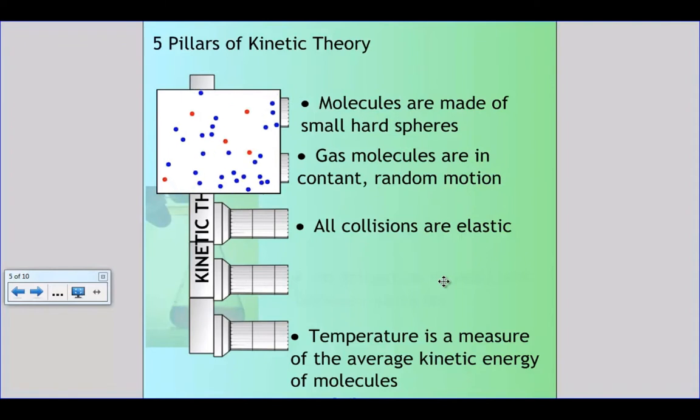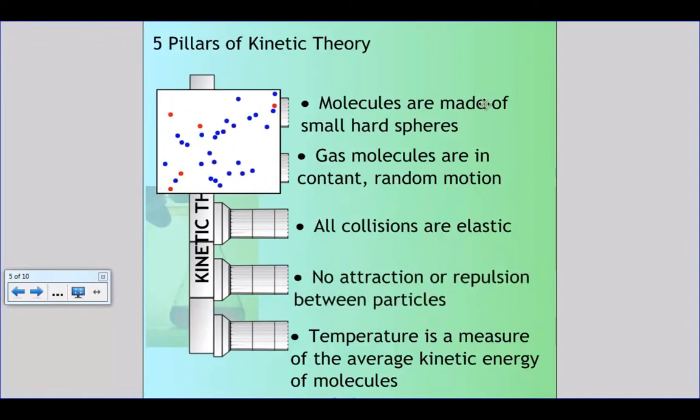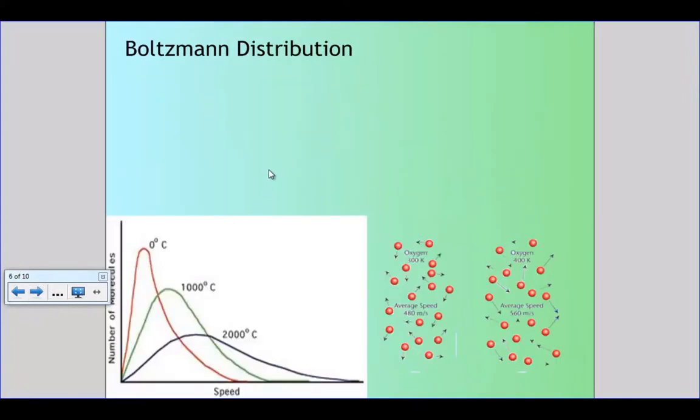Another pillar of the kinetic theory is that temperature is a measure of the average kinetic energy of molecules. And the last one is that there's no attraction or repulsion between particles. Now, this isn't actually true. Of course, there is a little bit of attraction or repulsion between particles, but we're trying to apply the kinetic theory at a very basic level. Think of it as being in a vacuum without anything else around it. Otherwise, the calculations can get very long and abstract, and you can see those more when you get into AP Chem.